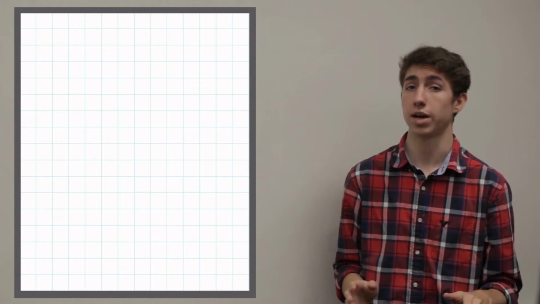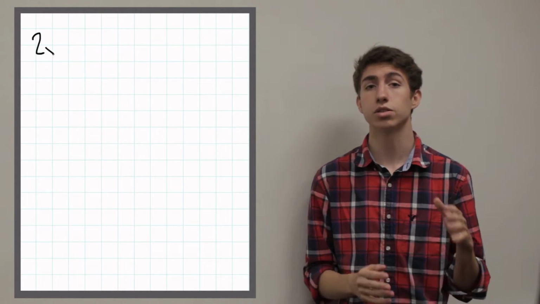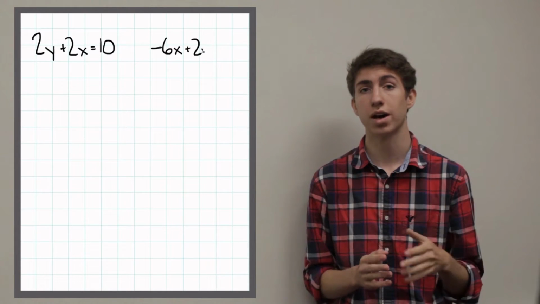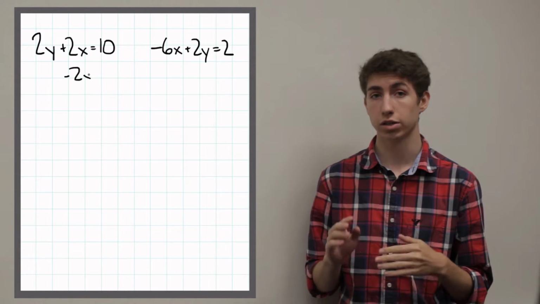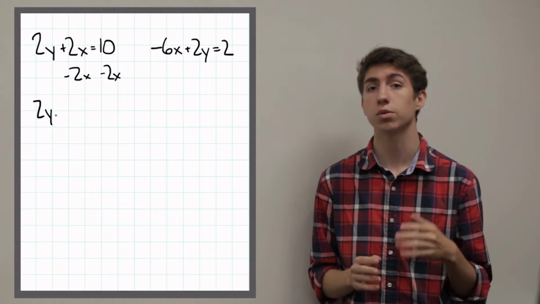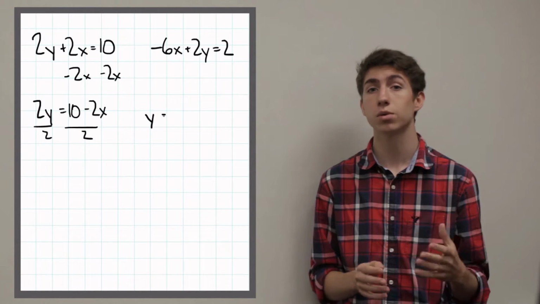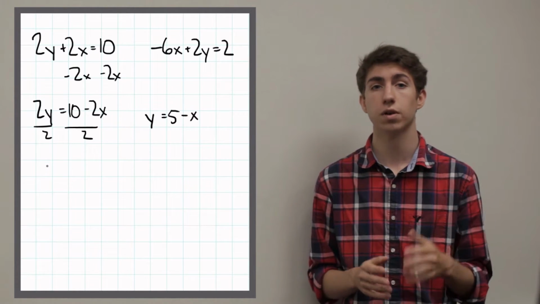What happens when you don't have an isolated variable? Solve for it. Our system of equations is 2y plus 2x equals 10, and negative 6x plus 2y equals 2. Let's solve the first equation for y. We first subtract 2x from each side to get 2y equals 10 minus 2x. We then divide both sides by 2 to get y equals 5 minus x. We can then plug this into the second equation and solve for x.